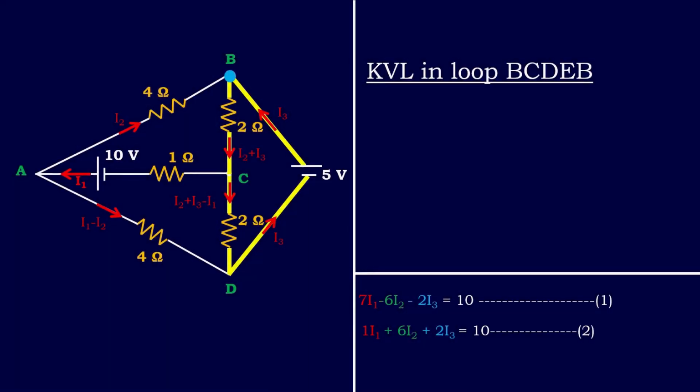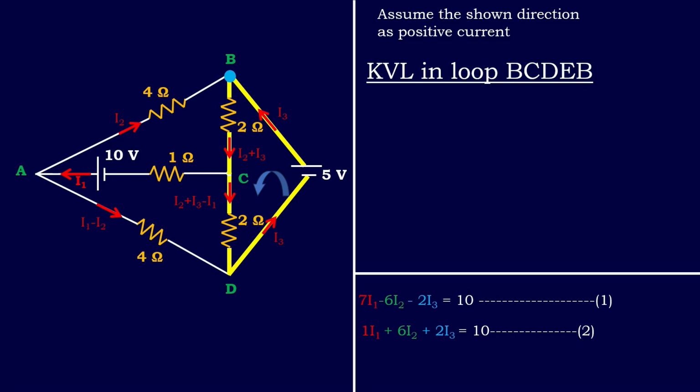Finally, let us apply Kirchhoff's voltage law in the loop on the right side. We will follow the same assumption. Any voltage drop in the direction of the arrow is taken as positive. Now follow the blue dot and keep writing the KVL equation.